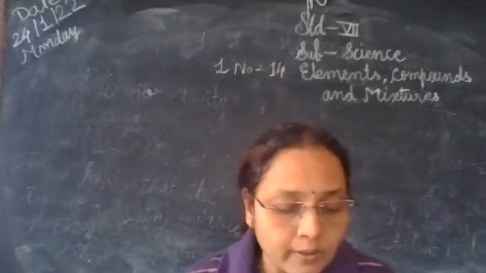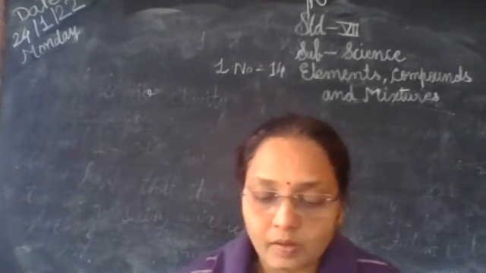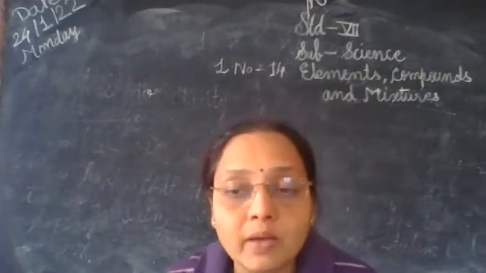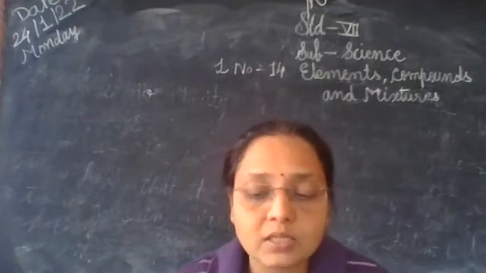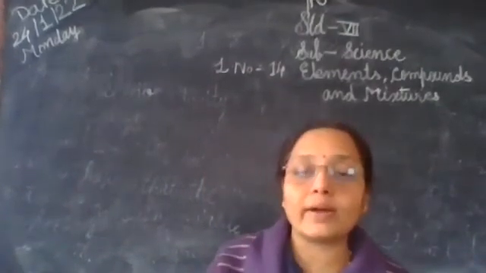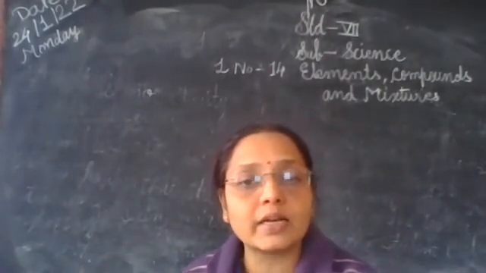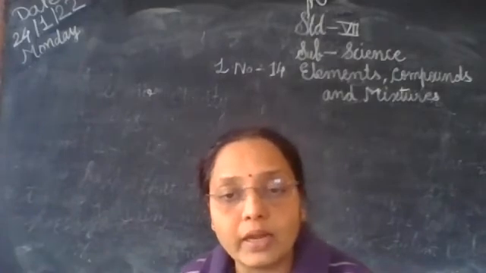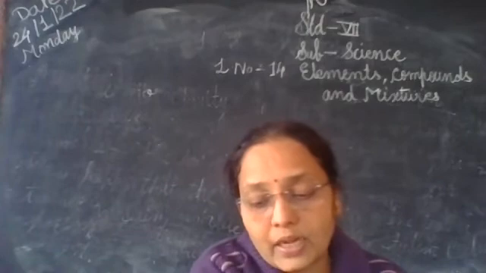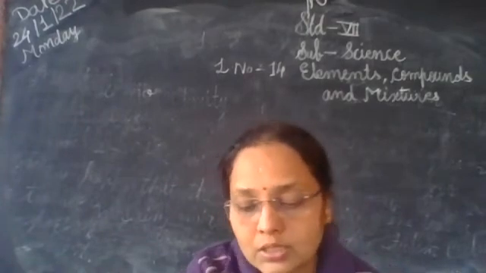Then we learned about compounds. In elements, we studied metals and non-metals. Also some metalloids, they show both the properties of elements, that is metallic and non-metallic. So these are metalloids. Then we learned about the compounds.